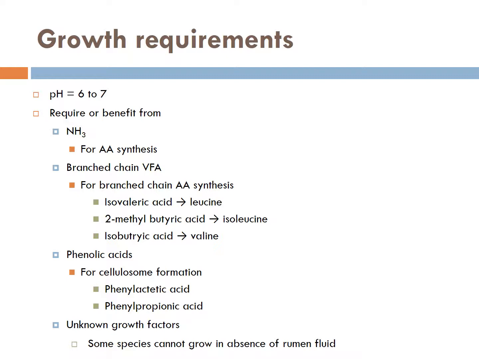The phenolic acids are used to form the cellulosome, which, as we'll discuss later, is used to degrade cellulose. It's the enzymatic complex responsible for bacterial attachment to cellulose and the degradation of that cellulose. Phenylacetic acid and phenylpropionic acid are used for cellulosome formation. There are other unknown growth factors that cellulytics require. Some species cannot grow in the absence of rumen fluid. This indicates that there must be some factors, we don't know what they are, that are required for growth. We call them growth factors exactly because we don't know what they are. Otherwise, we would give them a more specific name.